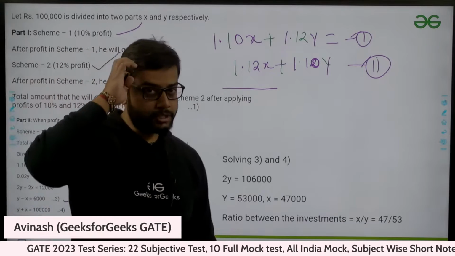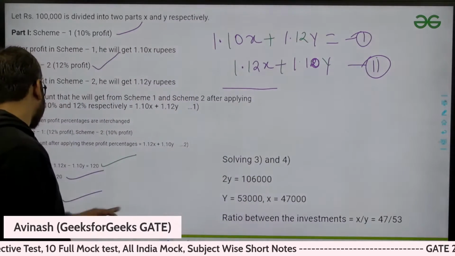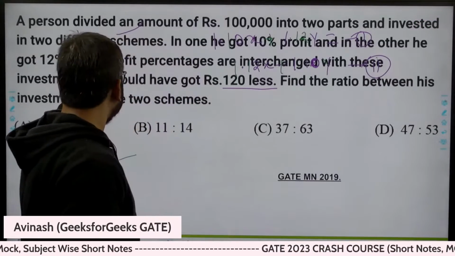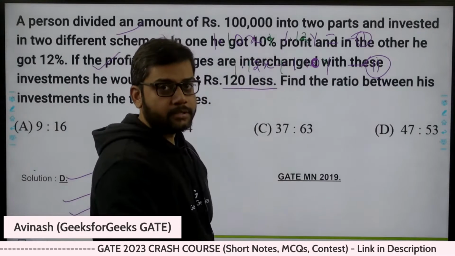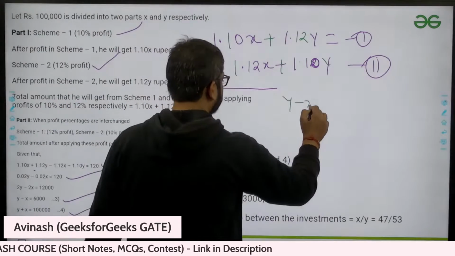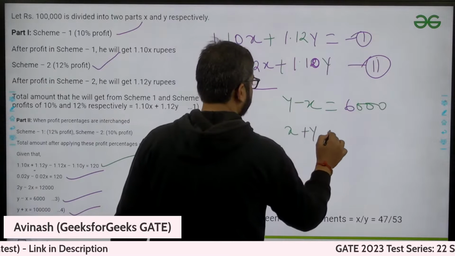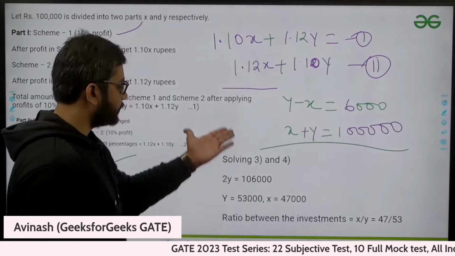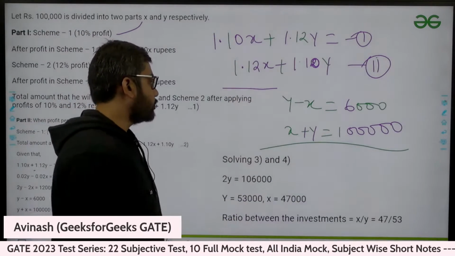And the first equation is what? Because the divided sum is equal to 1 lakh rupees, x plus y is equal to 1 lakh. From the question you can see this, the person's amount is 100k, so 1 lakh rupees. So we have one equation, y minus x is equal to 6,000, and x plus y is 1 lakh. You can solve these equations and find the values of the x and y investments. So the investment ratio is equal to x by y.